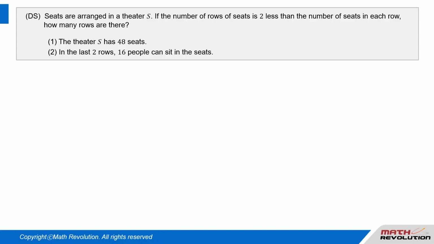Question. DS. Seats are arranged in a theater S. If the number of rows of seats is 2 less than the number of seats in each row, how many rows are there? Condition 1. The theater S has 48 seats. Condition 2. In the last 2 rows, 16 people can sit in the seats.